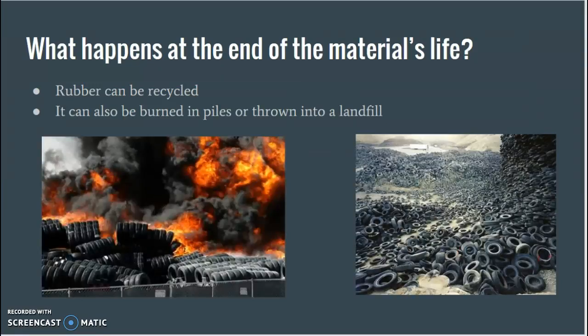The last point we would like to touch on today is what happens at the end of rubber's life cycle. Rubber can be recycled in one of three different ways. It can be refurbished, for example, retreading an old tire. It can be completely broken down and turned into something new, or it can be incinerated and used for electricity generation.